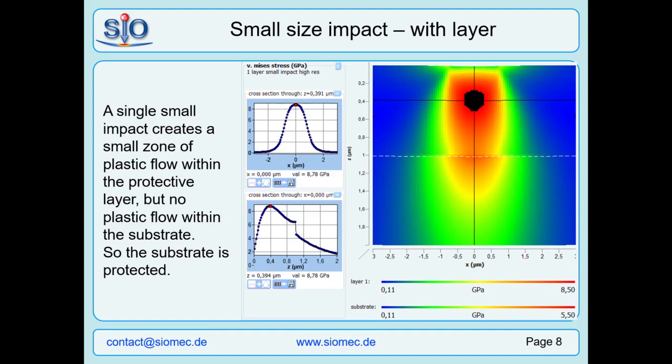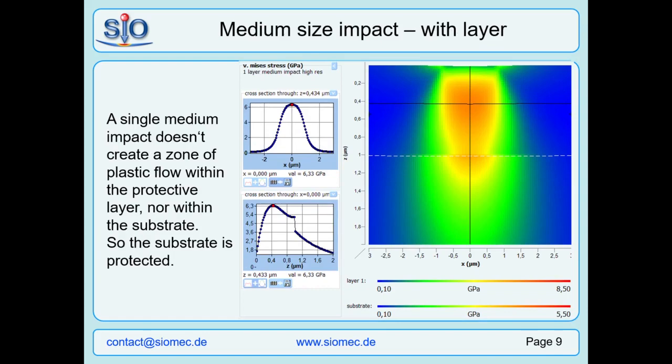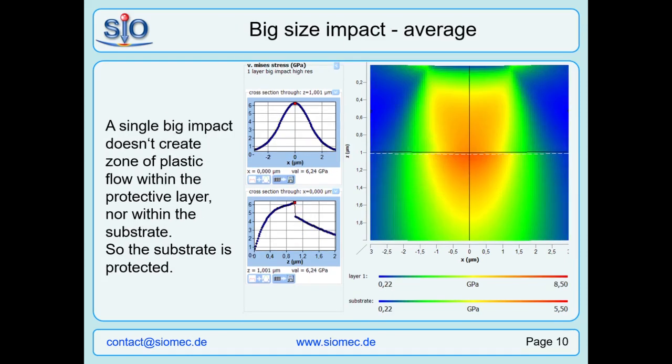A single medium-sized impact does neither create a plastic zone in the protective layer nor in the substrate. Thus, the layer is protected. And finally, as expected, a single big impact does not create a plastic zone in the protective layer nor in the substrate. So the fusion wall substrate would be protected as well.